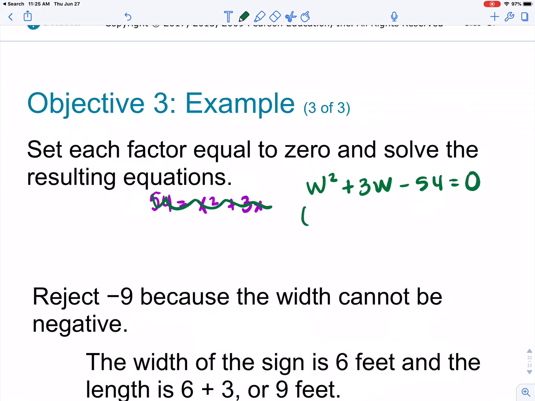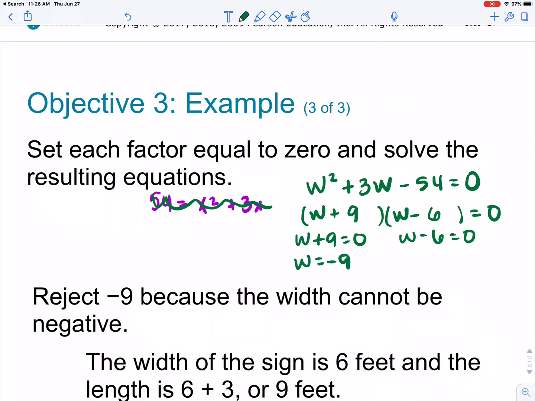So we're going to go ahead and factor it. w and w, plus and minus. What times what makes 54 that has a difference of 3? 9 times 6 is 54. So we're going to go positive 9, negative 6. Use the zero product property: w equals negative 9, w equals positive 6.